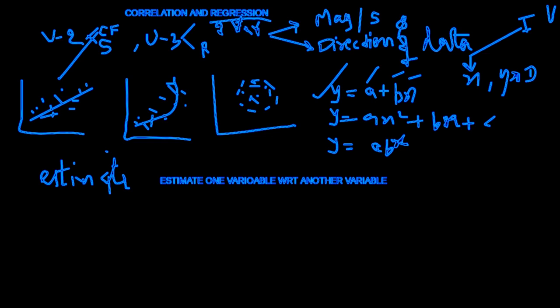So in curve fitting, what are you trying to do? We are estimating one variable with respect to another variable. We are estimating the value of y with respect to the value of x. Understood? So this is your curve fitting. Fine. Correlation gives you the magnitude, direction and strength of your data. Now, all these curves in simple terms can be written like this, isn't it? Can we write like this?